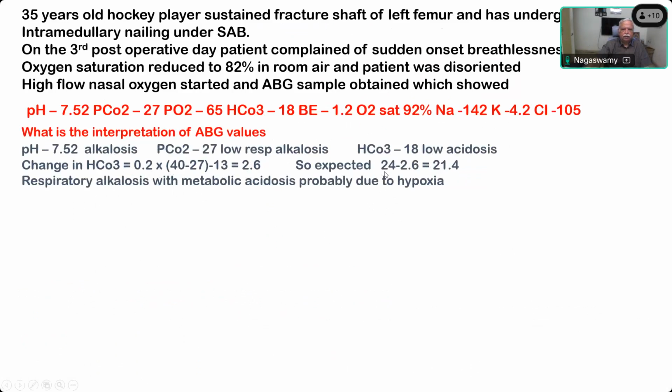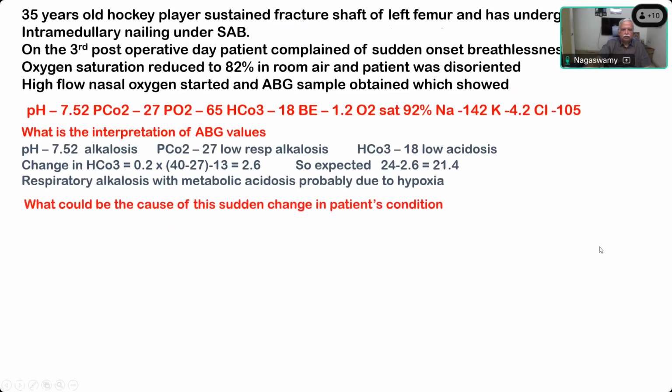So expected bicarbonate is 21.4. But the bicarbonate is lower than that. So it is not a primary respiratory problem. It is a primary metabolic acidosis. Because of hypoxemia, the patient has developed acidosis, which is compensated by respiratory alkalosis. Okay, so that is the interpretation.